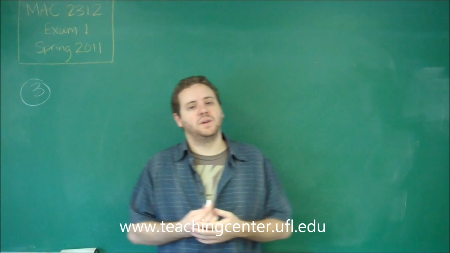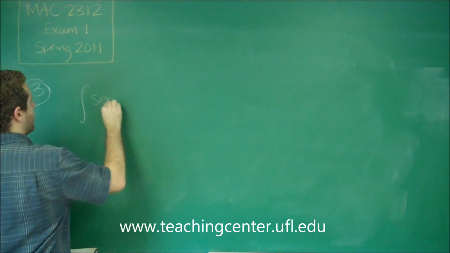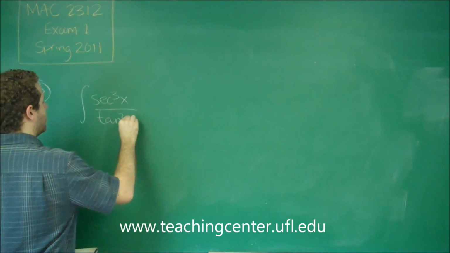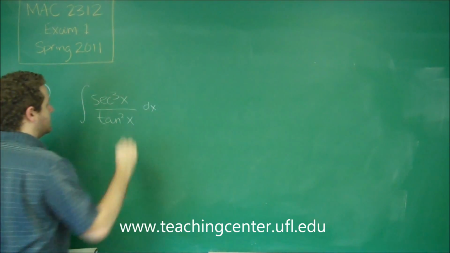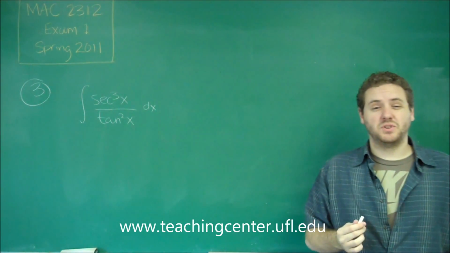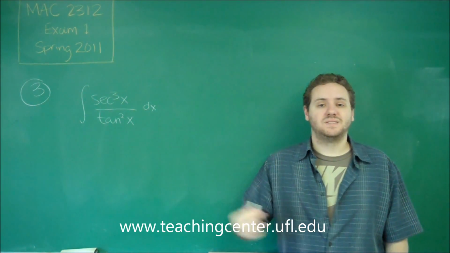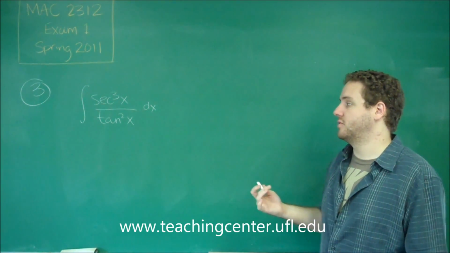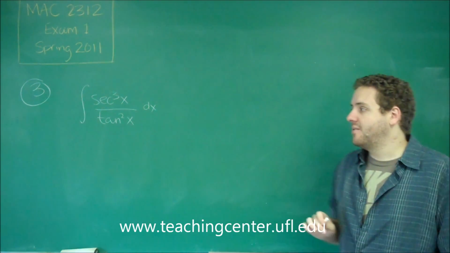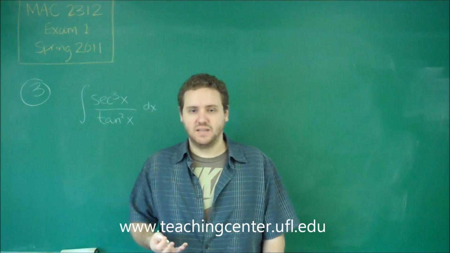Okay, so for number 3, we're supposed to evaluate the integral of secant cubed of x over tangent squared of x dx. So the first thing you should think every time you approach one of these problems with trig functions is if one of your standard methods that you know for trig functions applies. For example, when you see secant and tangent, we have a couple of rules for dealing with integrals of big powers of secant and tangent.